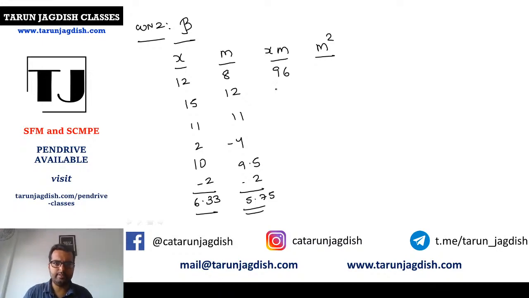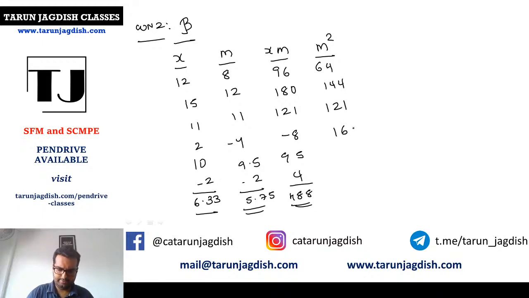Here it will be 96, 180, 121, minus 8, 95, 4. I'll get the answer as 488. Here it will be 64, 144, 121, 16, 90.25. Friends, to find the square, you just have to do 9.5 into equal to. You will directly get the answer. You don't have to do 9.5 into 9.5. I hope you are aware of such shortcut techniques also.